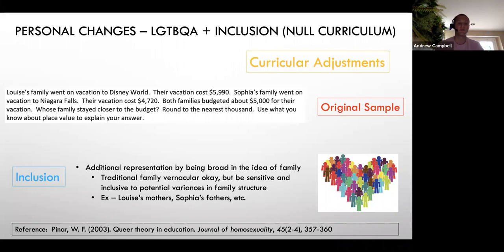So just like Heather has two mommies, something like Louise's mothers, Sophia's fathers. Again, thinking in terms of universal design of learning, Louise and her father went on vacation to Disney World. Maybe Louise has a single father. We can incorporate other aspects, Louise and her stepbrother. The sky's the limit, but by adjusting this, we are able to take the idea of the null curriculum, the things that people don't want to talk about that aren't necessarily included, and I've learned that we can modify this and be more inclusive.